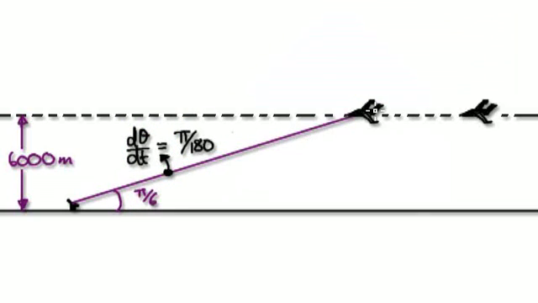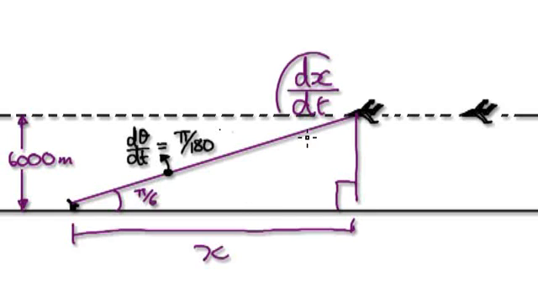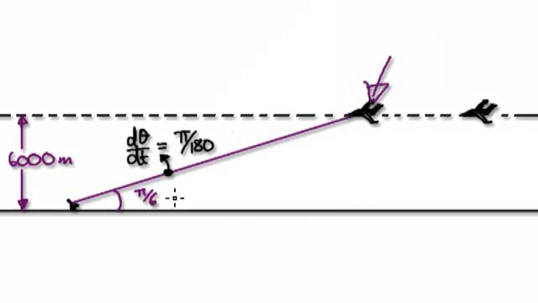Okay, so given this, work out the speed of the jet at this precise moment in time. If you call this here x, then me asking you to find the speed of the jet is like me asking you to find dx by dt. This is your right angle. Find the speed of the jet at this precise moment in time. Remember, at this precise moment in time, it makes an angle of pi over 6. Press pause and have a go.